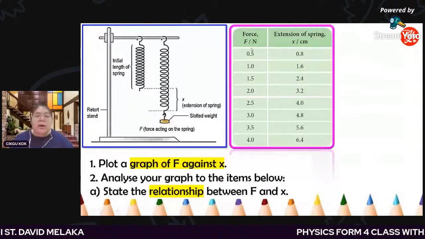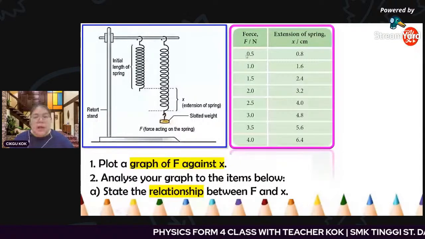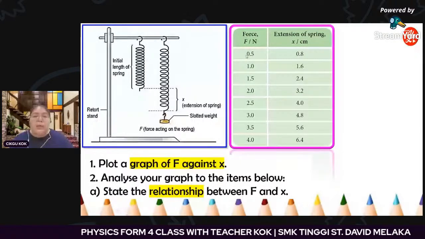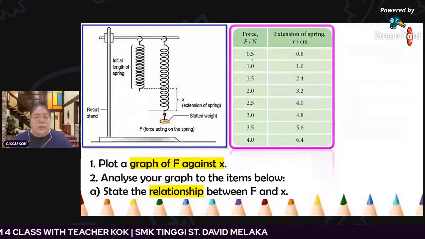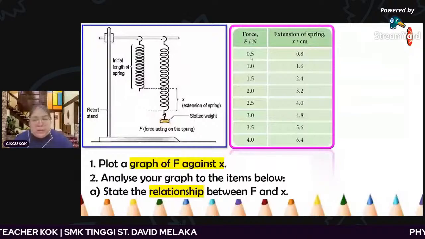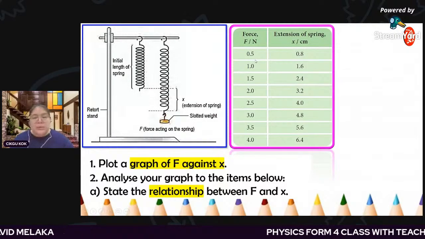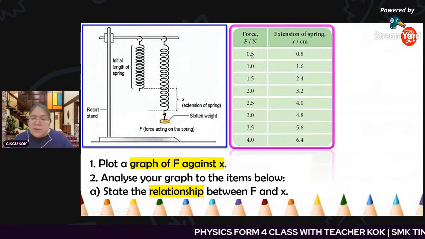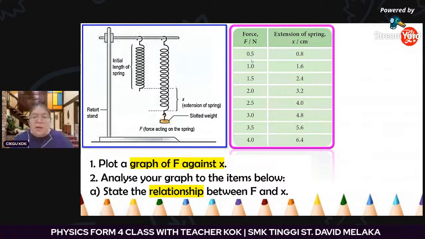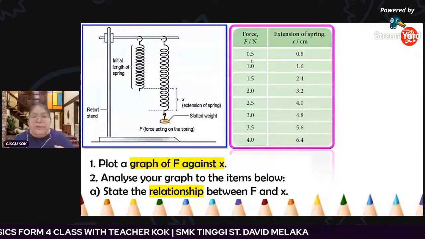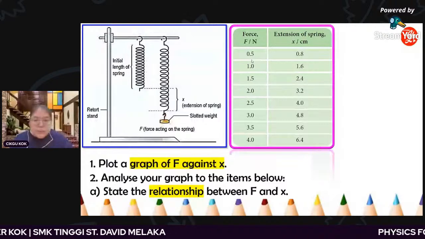For F it is also the same, use a perfect number. If using 5, it's okay. Then every box, the number must be equal. You start from 0, not from 0.5. Start from 0, then the first one is 0.5, and the second one straight is 1.0. You cannot say the first one is 0.5 and the second one is 0.6. That is not even, not uniform. So you must be careful when you plot the graph.